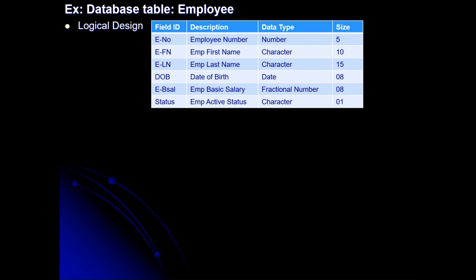And the employee first name is a character field, last name a character field, date of birth should be in the date format, and the employee basic salary should be a fractional number, a number followed by 2 decimal places. And the status, the employee's active status, whether active or inactive, a current employee or a retired employee. You can either use 0 or 1, or yes or no, Y or N. Here we have decided we are going to have a character and it's only 1. If it is yes, Y, if it is no, N, like that.